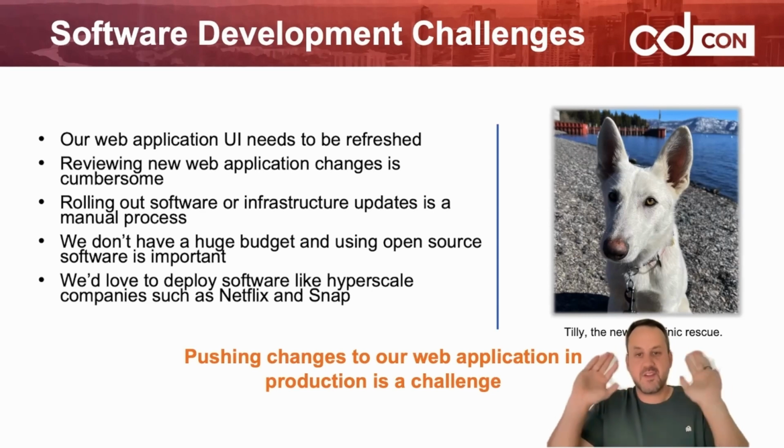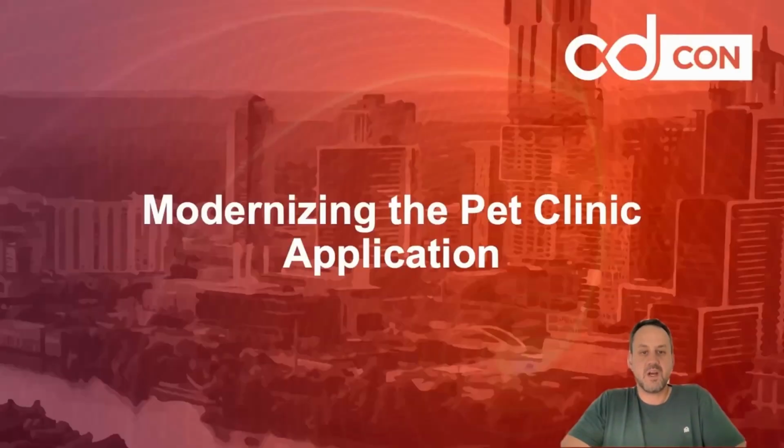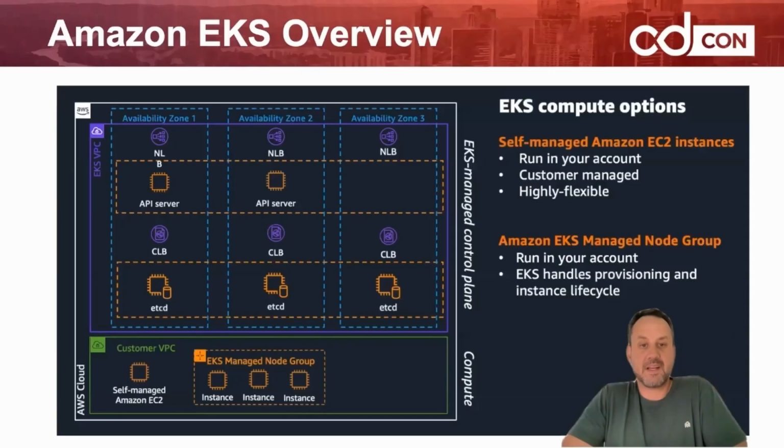The overall theme here for our business is that pushing changes to our web application in production can be a bit of a challenge. We're going to show you that it's actually much simpler to do that using AWS and various open source technologies. So let's jump into what it looks like to actually modernize the pet clinic application.